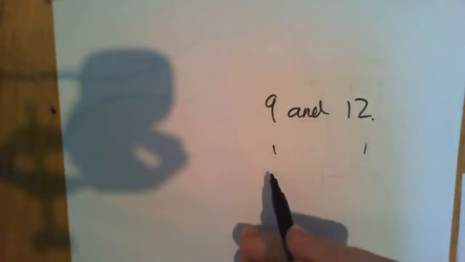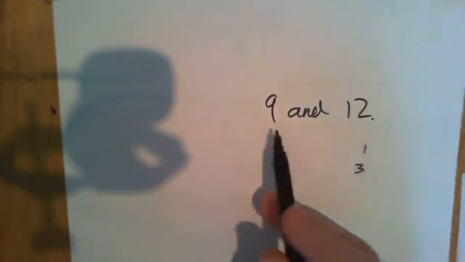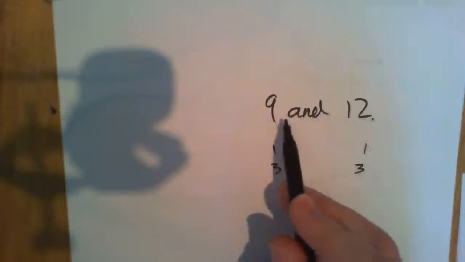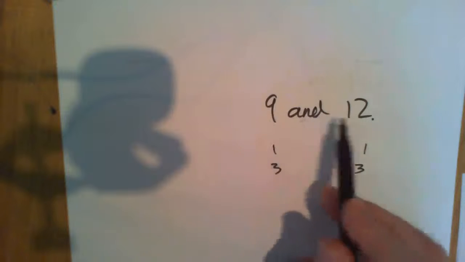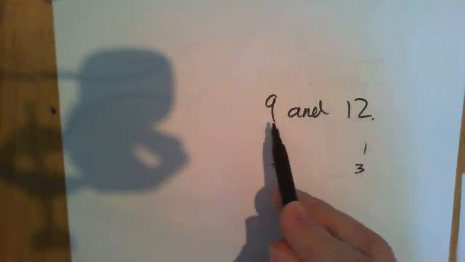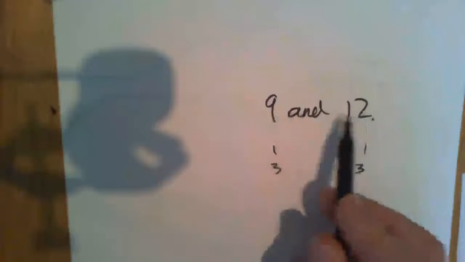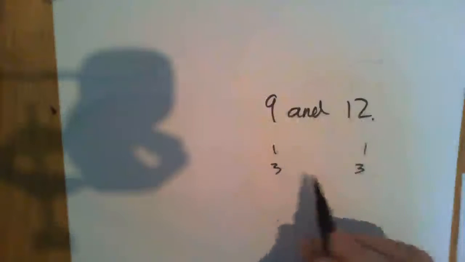So 1 will obviously go into both of them. 2 won't because 9 is odd. 3 will. 4 won't because again 9 is odd. 5 won't because they don't end in a 5 or a 0. 6 won't. 7 won't. 8 won't. 9 won't. 10 won't. 11 won't. So the only common factors are 1 and 3.